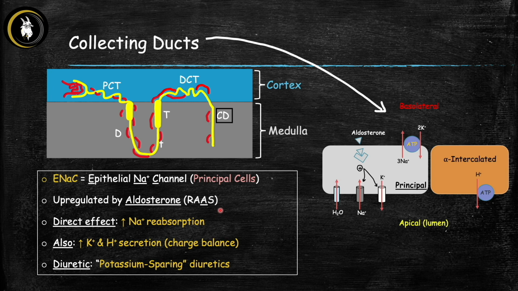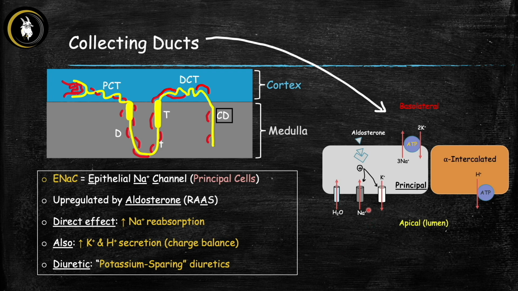When the body is hypovolemic or has low blood pressure, it leads to activation of the RAS pathway, and aldosterone is going to come here to the collecting ducts, bind its intracellular receptor inside of these principal cells, and lead to upregulation of the production and placement of these ENaC channels on the apical membrane, and therefore increase sodium reabsorption. And by doing this, it's going to restore fluid and blood pressure back towards homeostasis. So the direct effect of these ENaC channels is to increase sodium reabsorption.